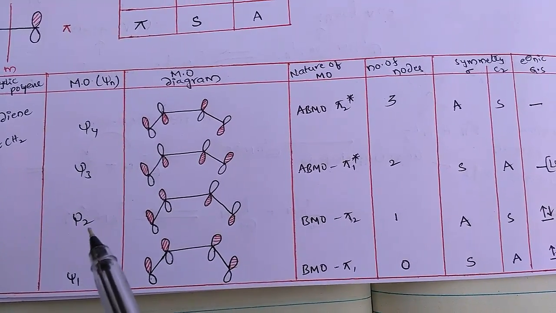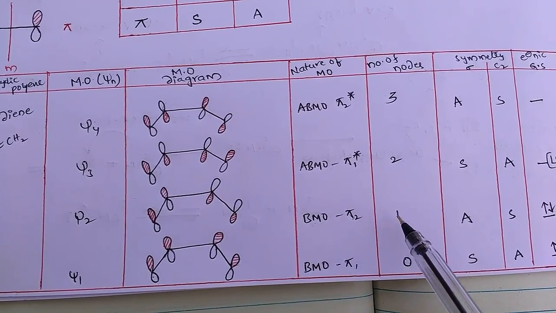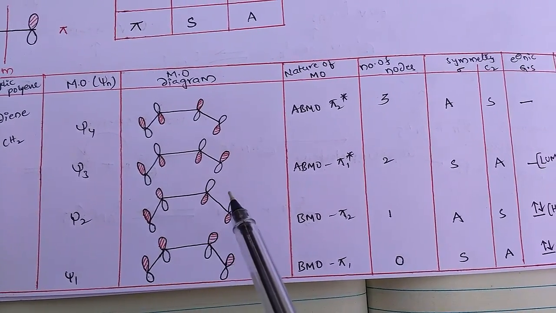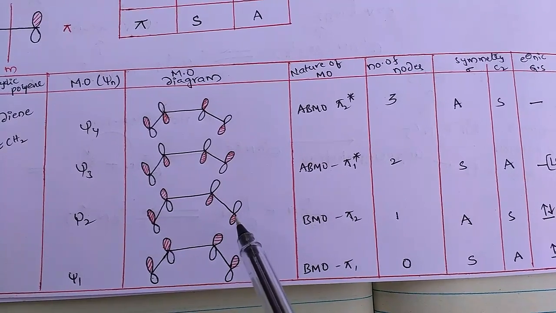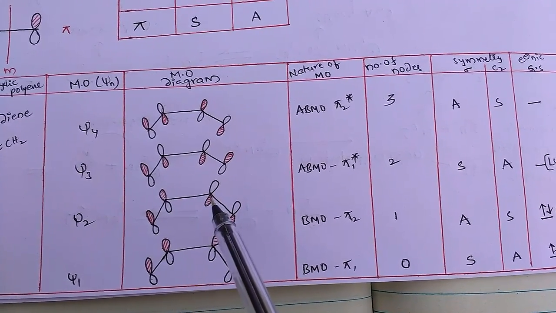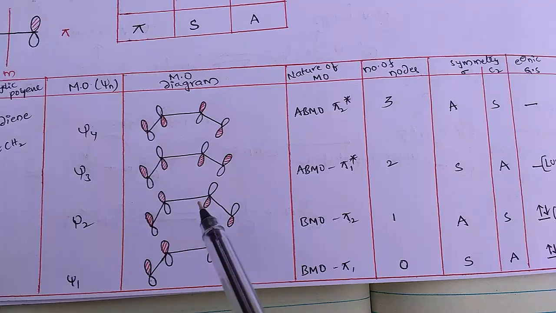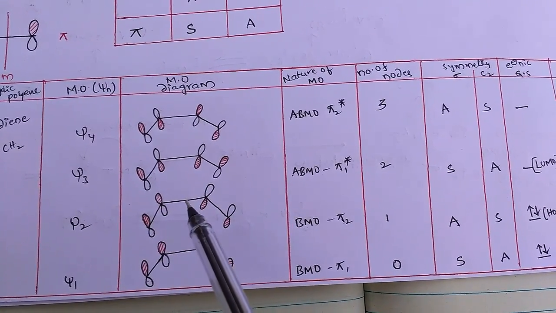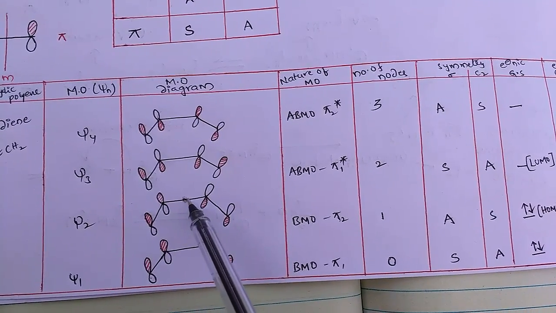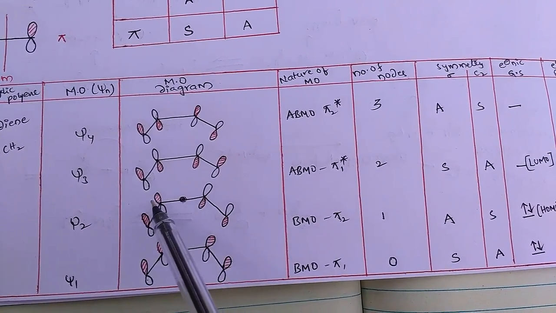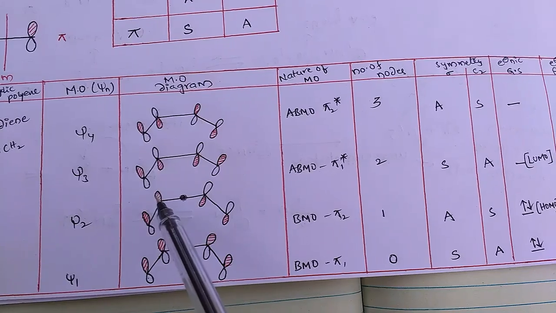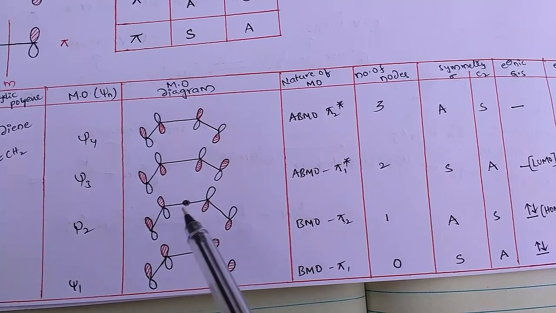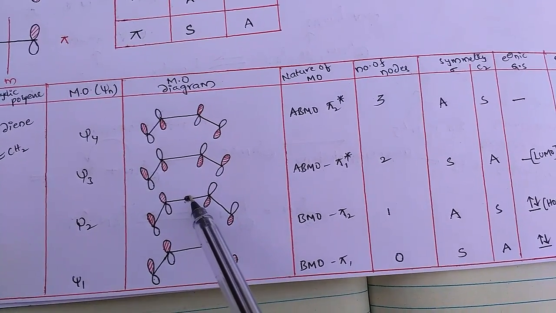And psi 2 means 2 minus 1, so the number of nodes is equal to 1. In the molecular orbital diagram there should be one node. That's why we represent two shaded lobes in the back, and two shaded lobes upward. So here is the presence of one node. Here the shaded lobe is on the upper side and this shaded lobe is below the molecule. That's why here is a representation of one node.